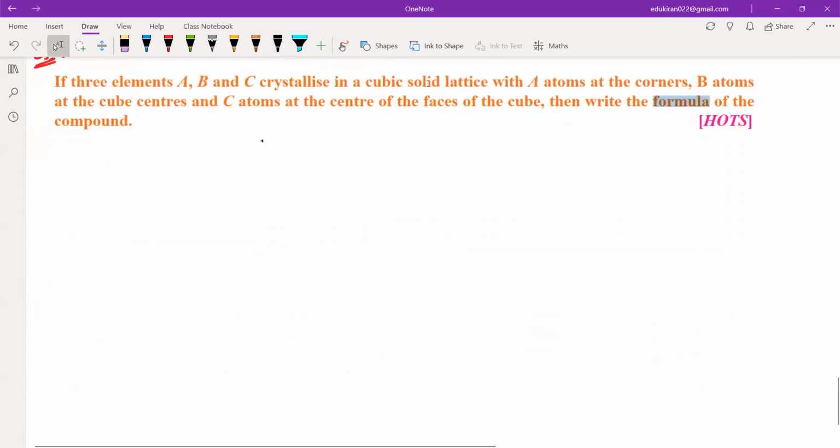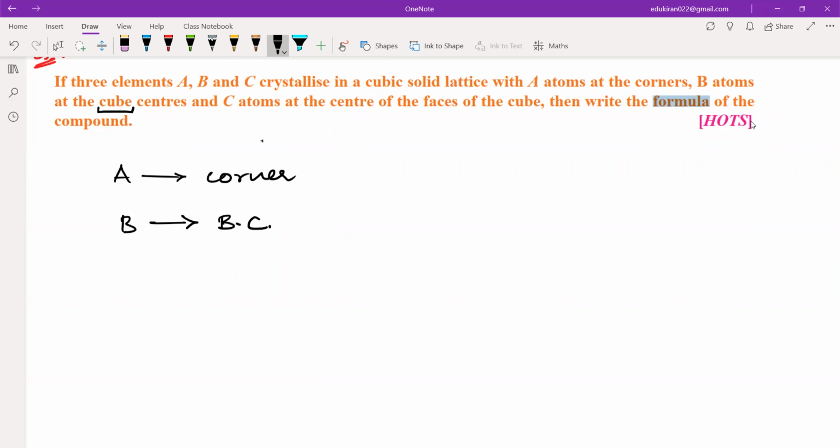Now, next one. Here we have ABC. Here they are saying A, B, C crystallized in a cubic solid lattice with atoms of A at the corner. So we have A at the corner. Then B atoms are at the cube center, so that means body center. Our body is the cube and it is in the center. And then we have C atoms, and C atoms are at the center of the faces. So this is face center.